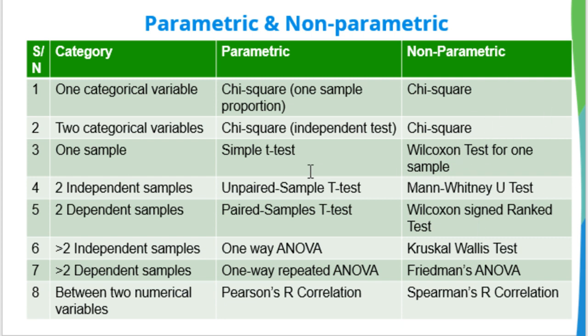Same thing for the simple test. We have the sign test for one sample, right? We have the Mann-Whitney U test for unpaired samples. U means unpaired here, in replacement of the parametric test. Then we also have the paired sample: we have the Wilcoxon signed-rank test for paired samples. We also have Kruskal-Wallis for one-way ANOVA. We have Friedman ANOVA for one-way repeated ANOVA. And we have Spearman correlation in replacement of Pearson correlation for parametric. So when one fails, you can just switch to the other. So that's what it means.